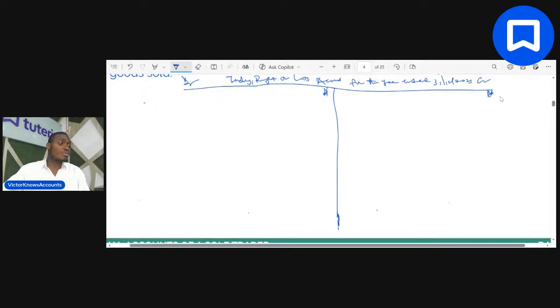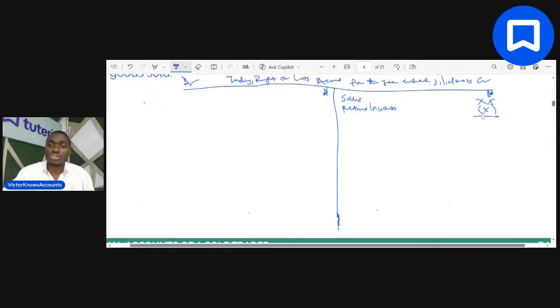Now we want to determine how to calculate cost of sales. All right, since it's inside the same format, that's why I'm doing this. Now on the credit side of your trading profit or loss account, you have your sales, and then you have your returns inwards. Guys, what's another name for returns inwards? I'm waiting for your answer.